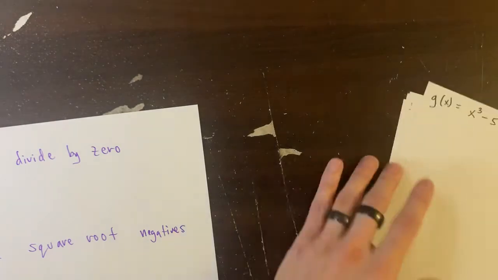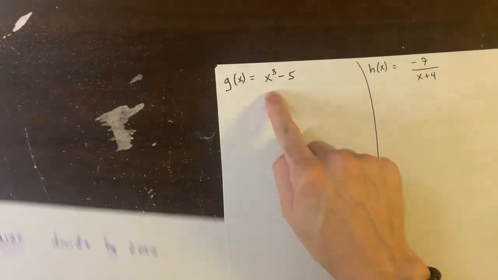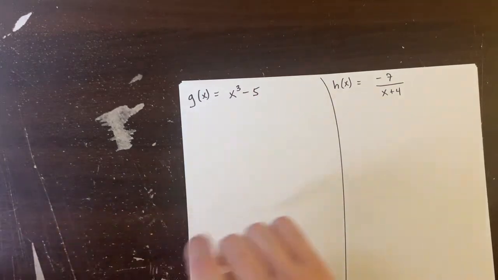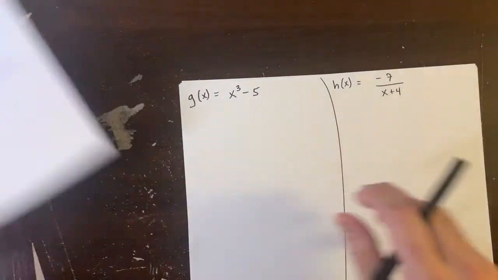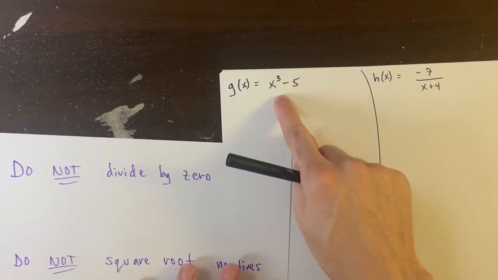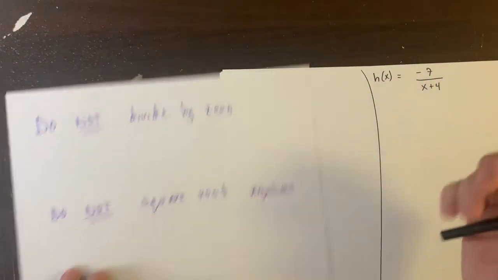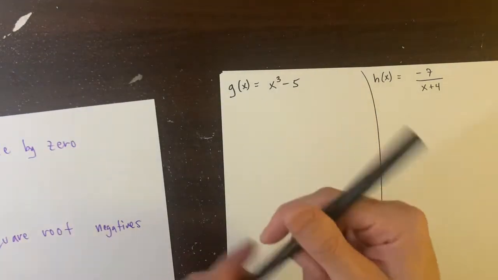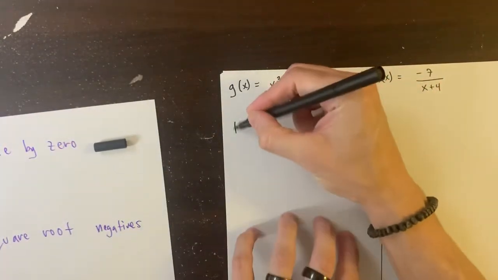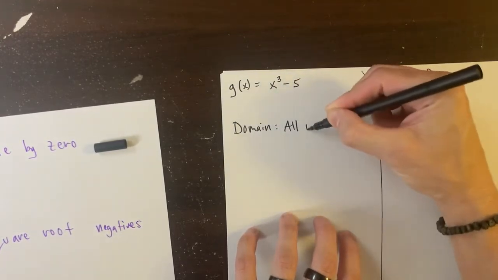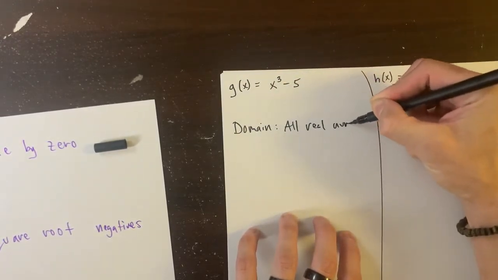For instance, looking at this first problem right here, we have this function x cubed minus 5. So for that problem there, notice that you cannot divide by 0 here because there's no denominator. Also, there's no square root involved here. So what we can say for this first problem is that the domain is going to be all real numbers.